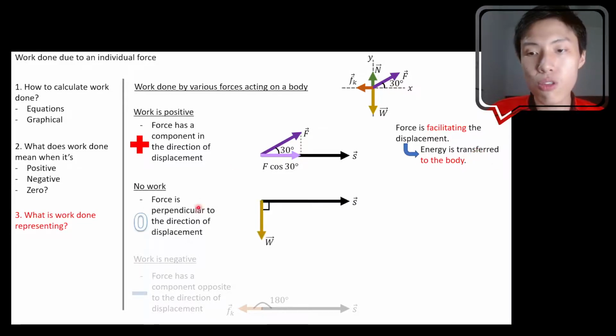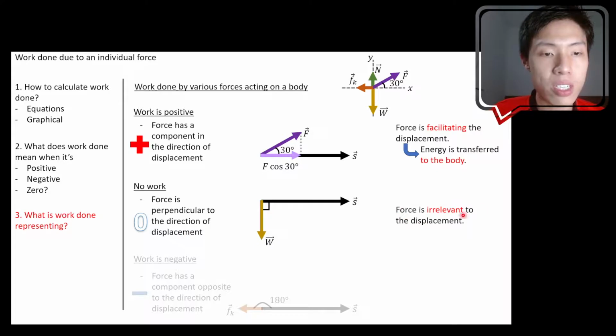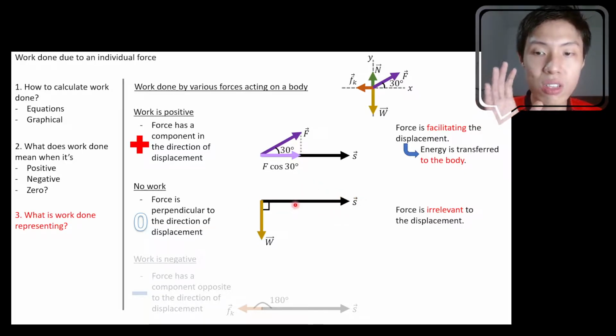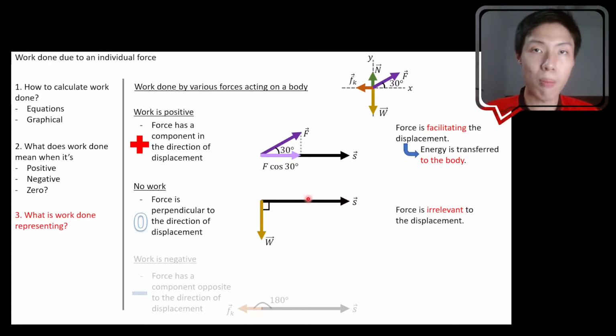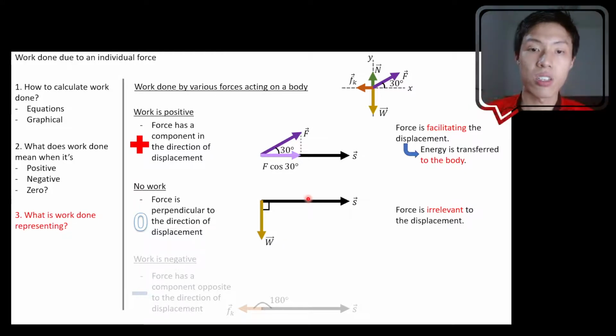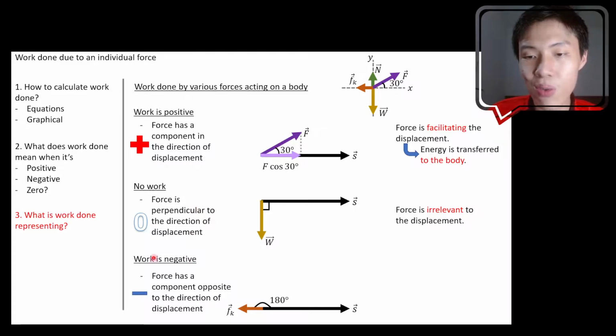Okay, so for no work, you can say the force is irrelevant to the displacement. There is displacement happening, but the force over here is irrelevant to the displacement. It might be useful for other things, but it's not relevant for this displacement because it's 90 degrees. The motion over here is not related to the force over here. So yeah, not related.